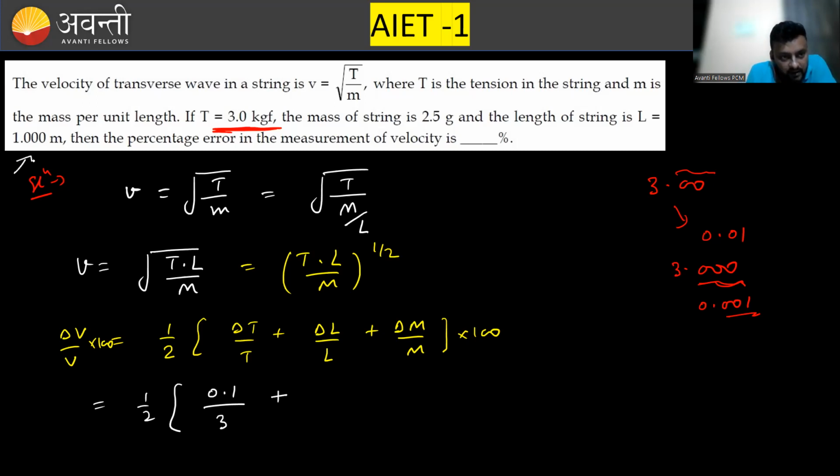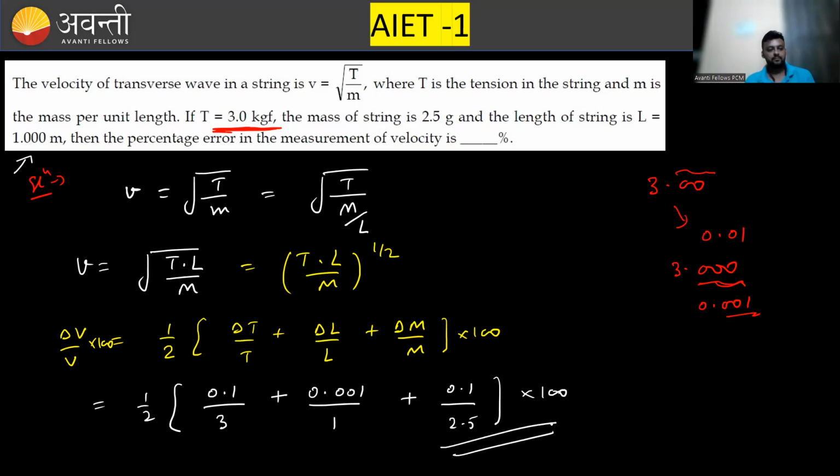L is 1.000. That means error is 0.001 divided by length is 1 plus error in the measurement of mass is 0.1 divided by 2.5 into 100. You can solve it and you will get the answer. I am not going to solve it. You will solve and you will get the answer. Clear? Moving further.